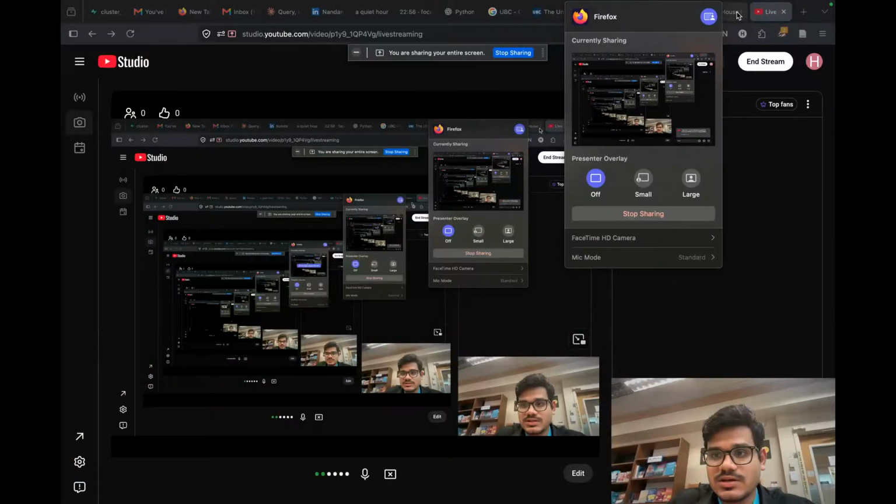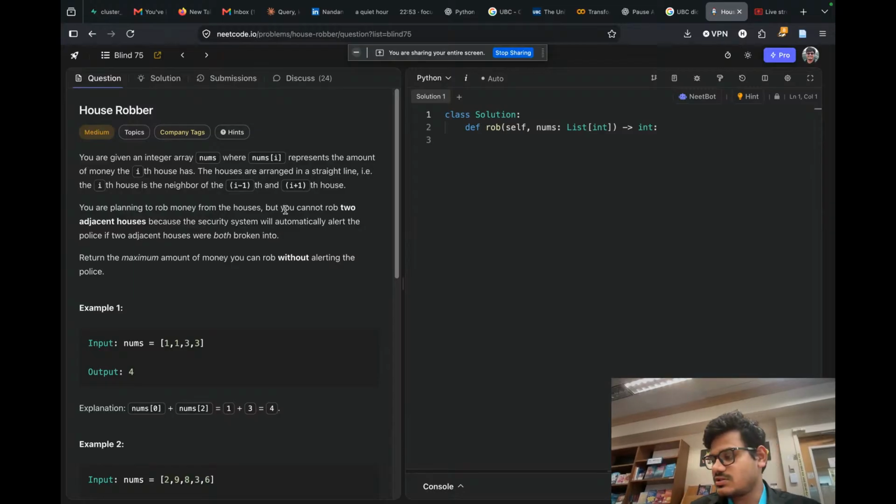So, screen now. This is one of the questions from NeetCode that I will be solving. It says that we have an array nums, where nums[i] represents the amount of money the ith house has, and the houses are arranged in a straight line. That is, the ith house is a neighbor of the i minus 1 and the i plus 1th house.